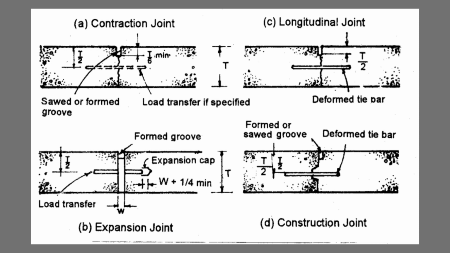Another is the longitudinal joint, to control the location of cracks that might otherwise form due to the restraint or temperature and moisture related movements. And lastly, the construction joint. A construction joint is the interface between concrete placements intentionally created to facilitate construction, and I will discuss it further in the following slides.